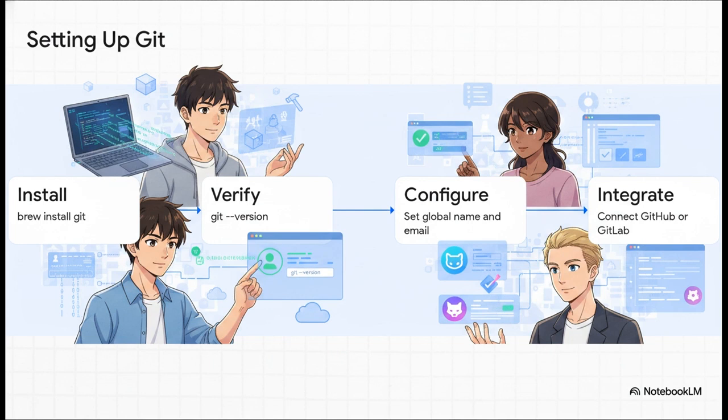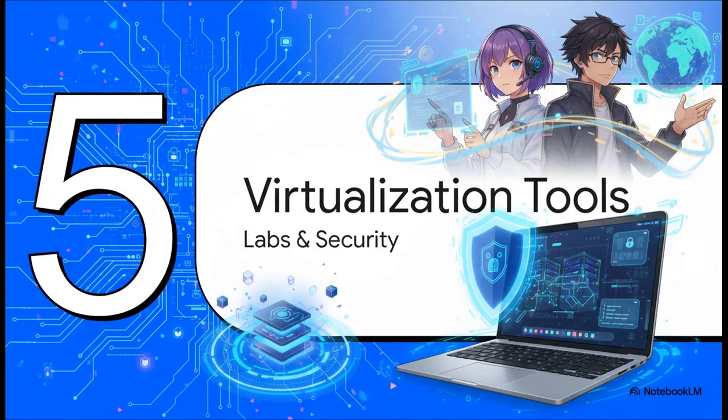Setting up Git is a quick 4-step process. First, install it with Homebrew. Second, verify it worked by typing git --version. Third, and so many people forget this part, you have to configure your global username and email so your commits actually have your name on them. Finally, link it up with GitHub or GitLab so your source control, version history, and CI/CD pipelines are fully ready to go.